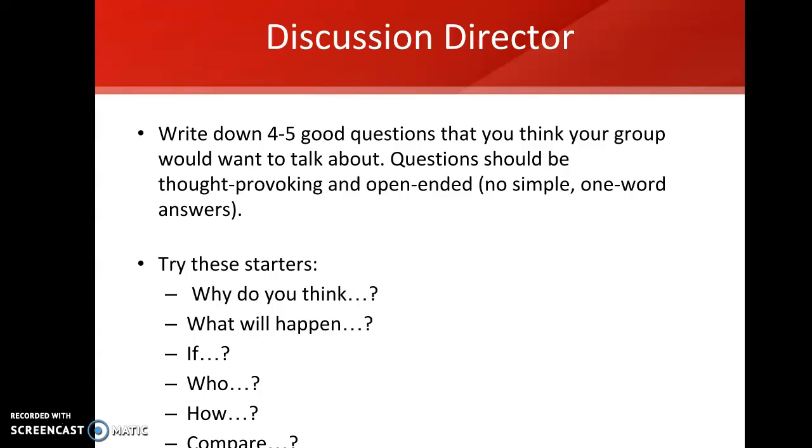Discussion director is the person who's going to have 4 to 5 good questions that the group would want to talk about, preferably something they want to talk about. And they should be thought-provoking and open-ended questions. So not, did you like this chapter? No simple one-word answers. And here's some question starters to get their thinking started. Normally, it takes 1 or 2 times at this role before they no longer rely on those question starters.